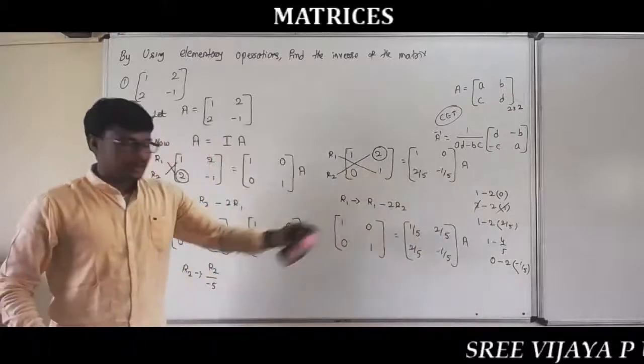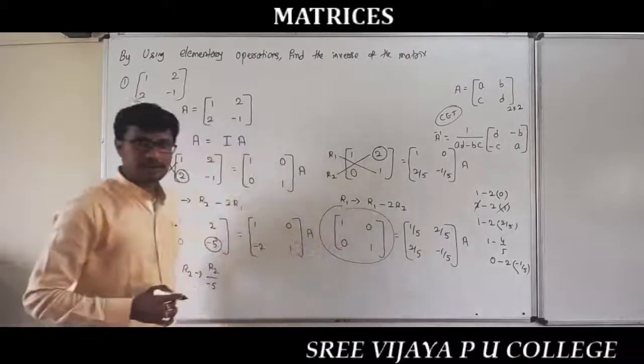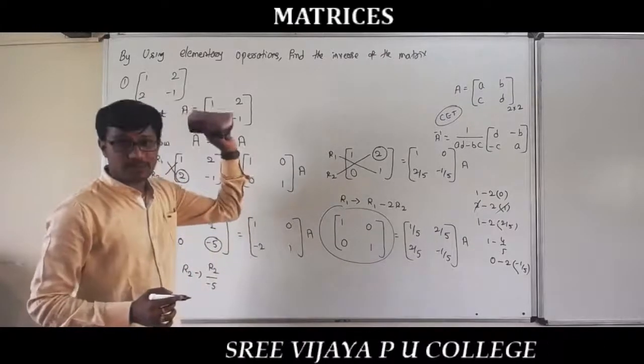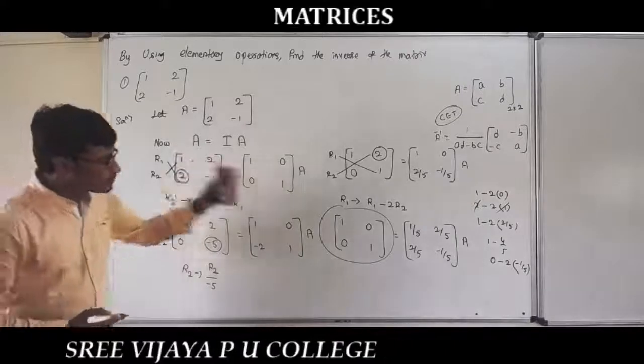See, in the last step, which matrix do we have? You got the identity matrix right there. Previously I explained the concept of elementary operations: you take that as A equals IA. So this becomes the identity matrix.